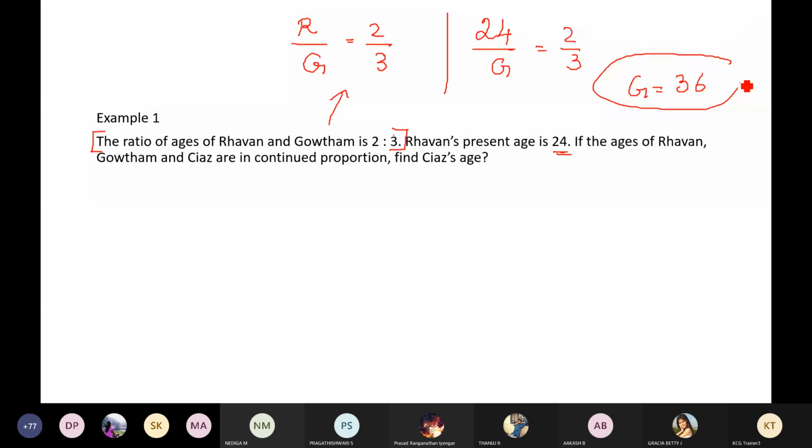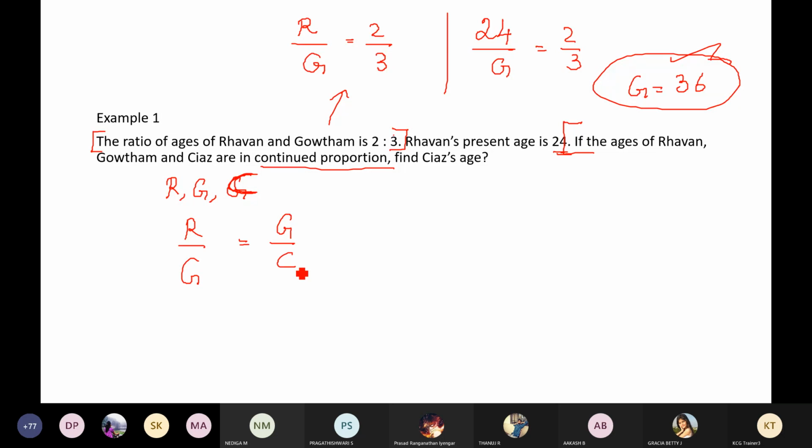Okay. Now, the second line says, if the ages of Raghavan, Gautam, and Siyas are in a continuous proportion. What do you mean by continuous proportion? R by G is equal to G by C. That's what happens in a continuous proportion. I told you here, right? If A, B, C are in a continuous proportion, A by B is equal to B by C. Same way, if R, G, C are in a continuous proportion, R by G is equal to G by C.